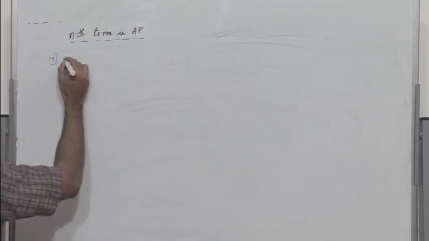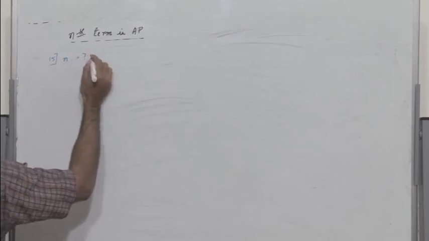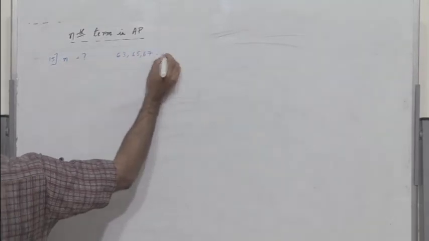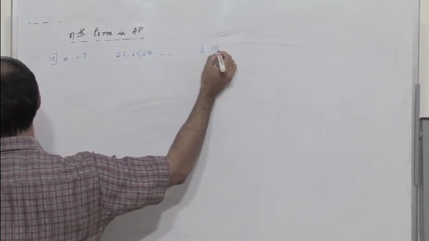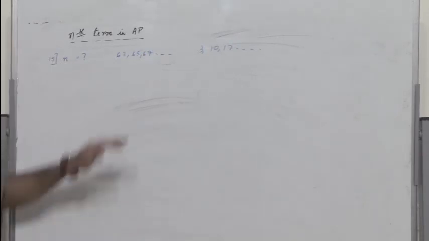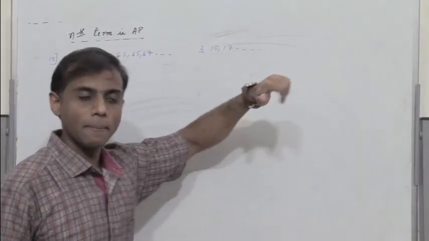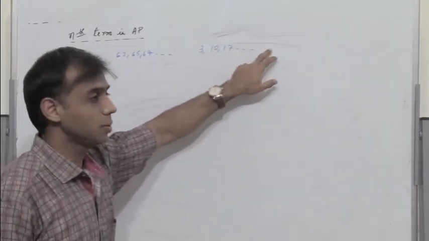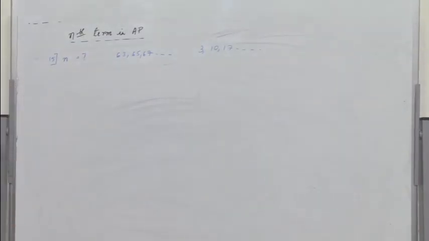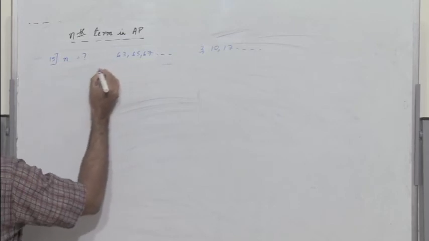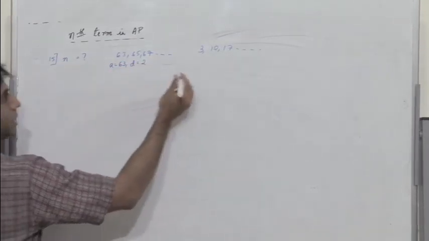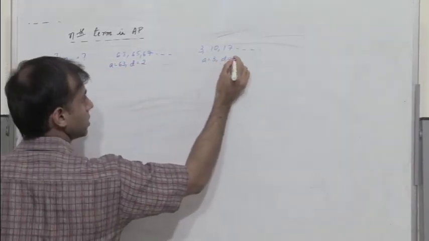Values of n are the nth term of two arithmetic progressions, 63, 65, 67 and so on, and 3, 10, 17 and so on. Right? So here I find that there is one arithmetic progression and there is another arithmetic progression. At some point, these two values would be the same, and we need to find the value of n. So here, A is of course 63 and D is 2. But here A is 3 and D is 7.